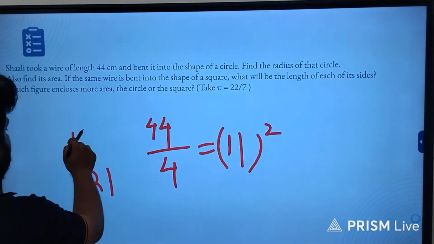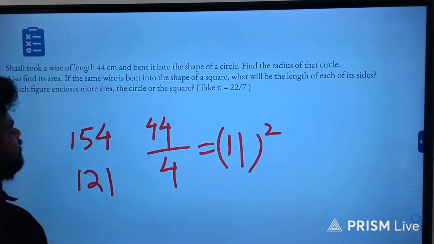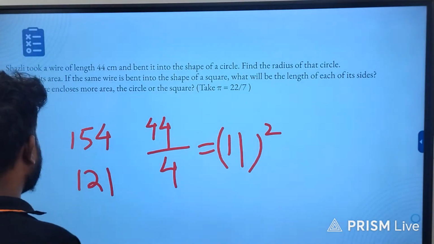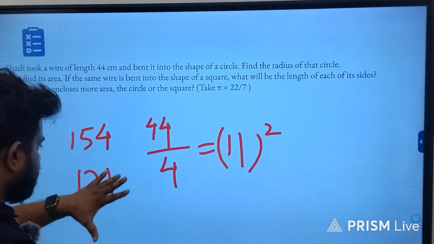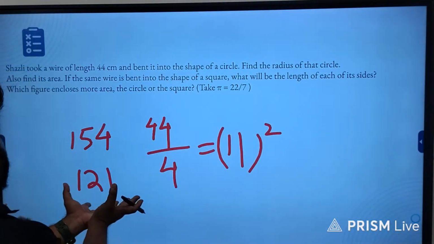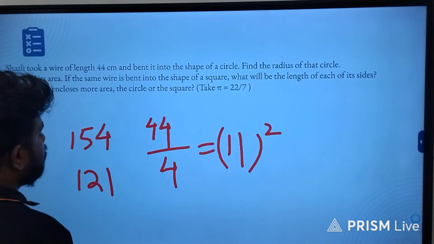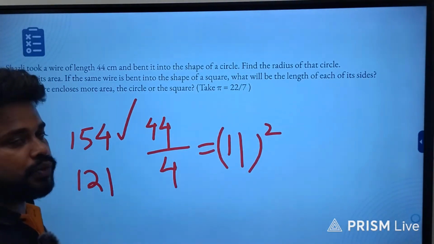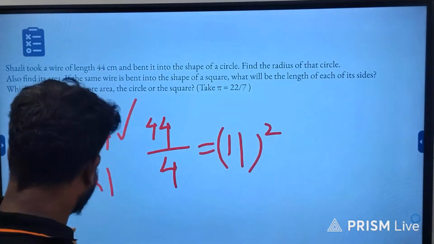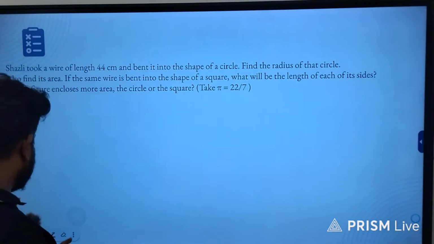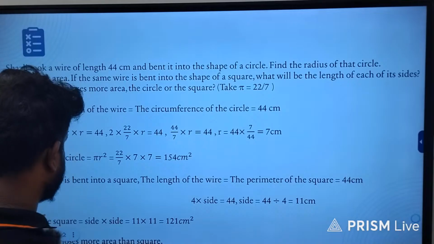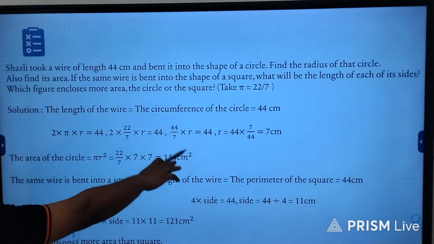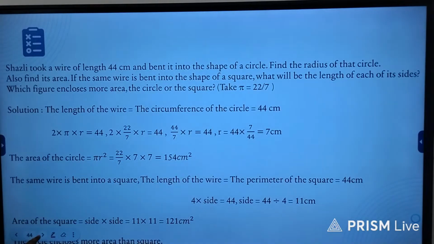Okay, so from the previous one we got that the circle has covered 154 centimeter square area and this square is enclosing 121 centimeter square area. So the circle is enclosing more. Okay, so it's being done. The circle encloses more of the area, and they have found all of them like this.